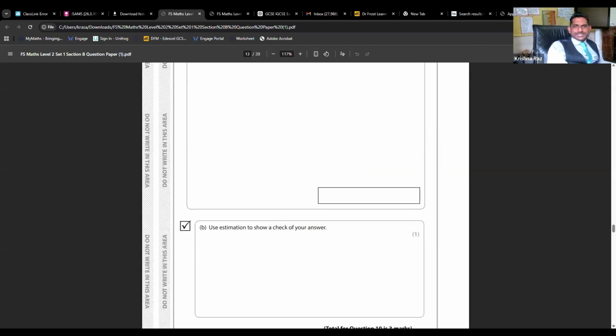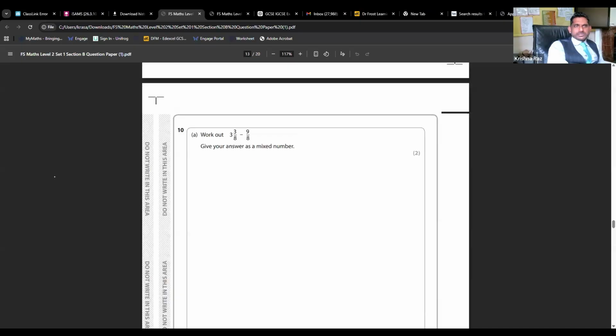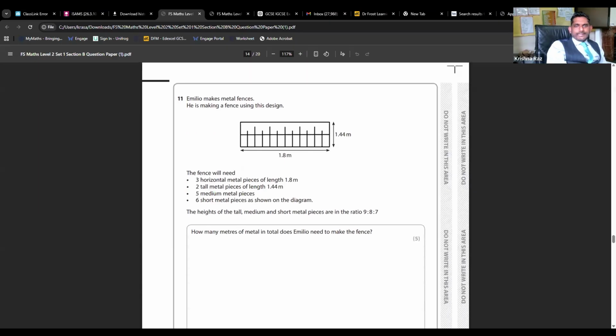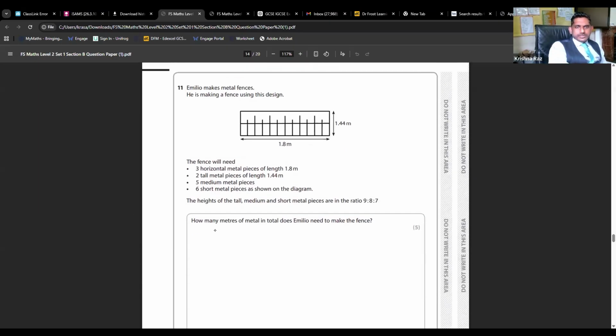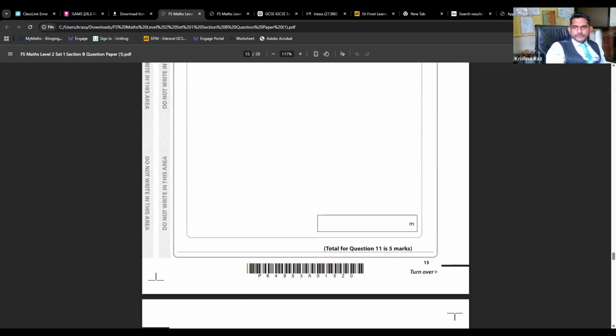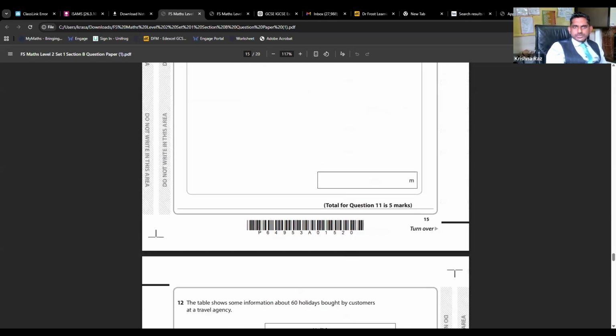So they want us to do an estimate. Estimations, check your answer. 3 minus 1 is 2. Yeah, so that's why we roughly knew our answer was correct by getting 2 and 1/4. And the last, I'm not sure if it's the last one. It's almost the last one.